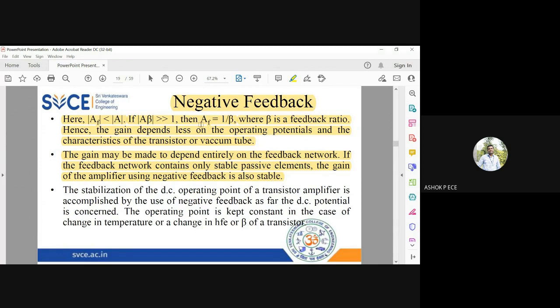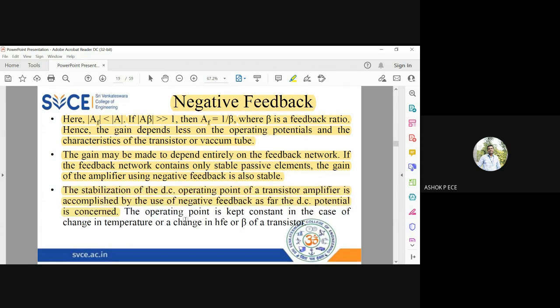And also one more thing, the gain of the amplifier with feedback AF is approximately 1 by β. β is going to be the external circuit that you connect as the feedback network. So AF does not depend on any of the transistor parameters, so it is independent of the transistor characteristics or the operating quiescent point of your transistor. The stabilization of the DC operating point of the transistor is accomplished by the use of negative feedback.